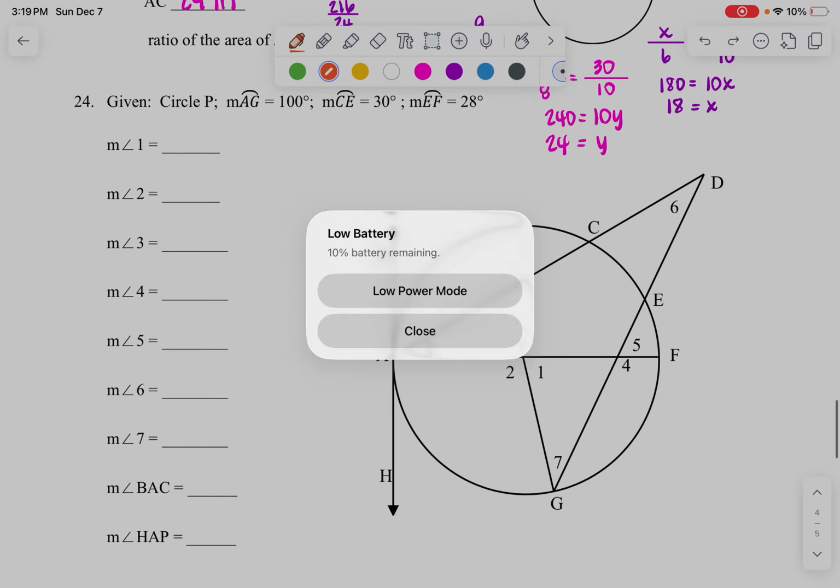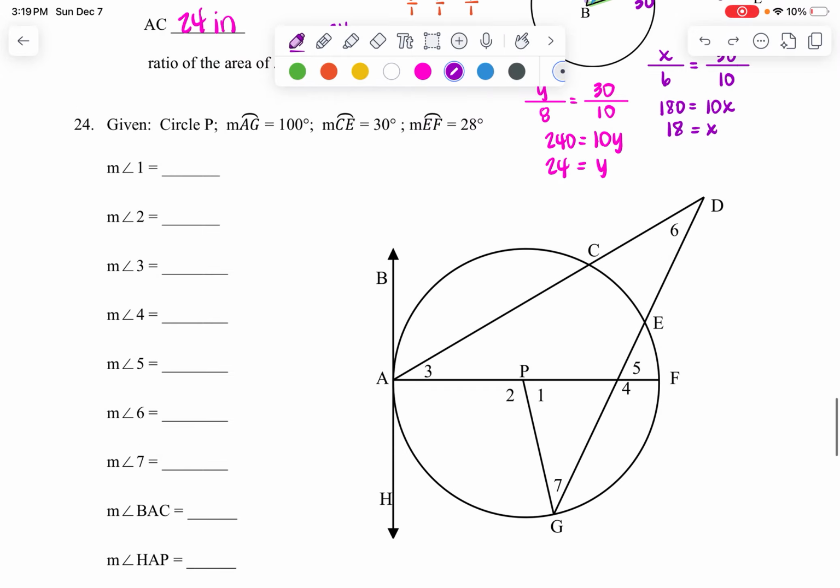All right, number 24. Here we go. I'm going to fly through these last few. Let's see. AG, okay, 100. CE, 30. And EF, 28.